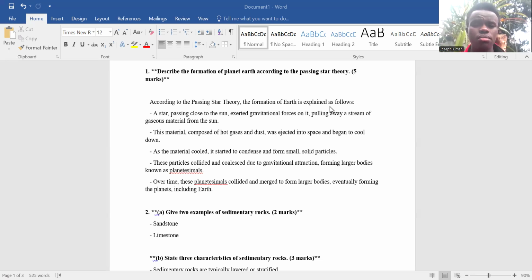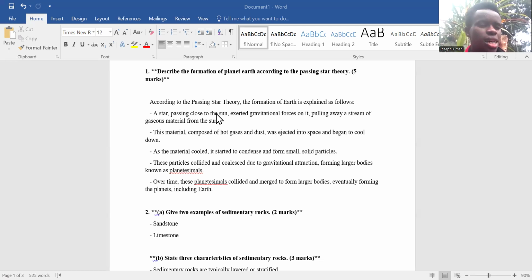Here we are. The first question asks: describe the formation of the planet Earth according to the passing star theory. Now, the passing star theory is one of the theories developed to explain how the solar system came into being. When you talk of a theory, it is generally a story which has not been scientifically proven, but it attempts to explain how things came into being. So we have several theories, including the nebula cloud theory, the passing star theory, and even the Big Bang theory. But for today, we are going to cover only the passing star. So the passing star theory states that, before I go into the answer, let me just give a brief overview.